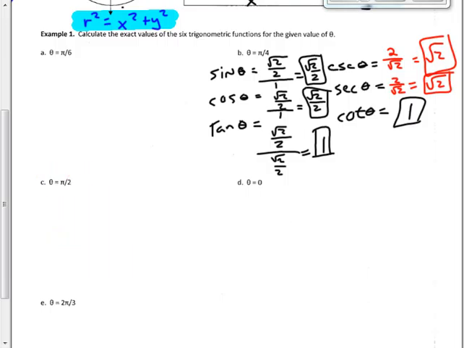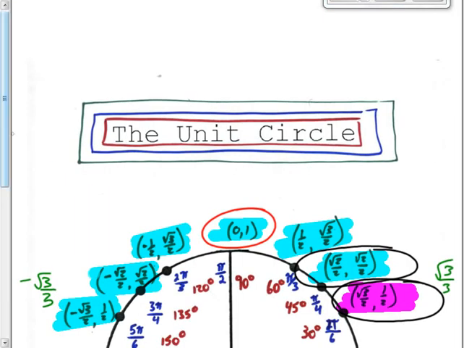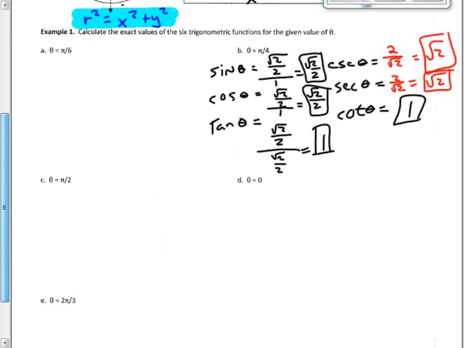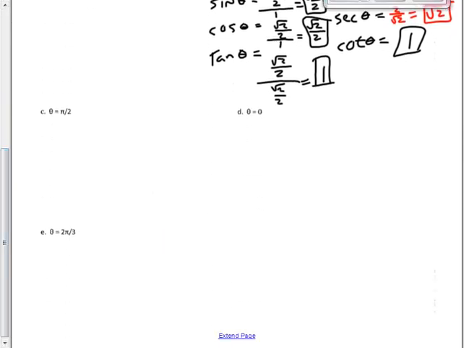D, we're looking at theta equal to 0. So go back to the unit circle. Theta is equal to 0. That's this one over here. I didn't want to erase. So this one over here. So I have an x value of 1 and a y value of 0. So when I come back to the problem here, I've got x equals 1, y equal to 0. So I'm doing my 6 trig functions.